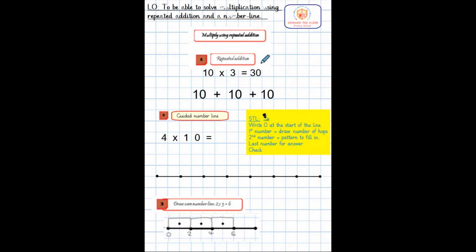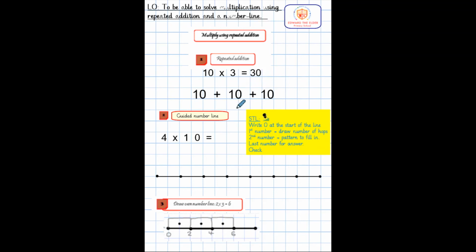Children are given a simple number sentence, for example, 10 multiplied by 3. Our first step is to decide how many multiples or how many groups we need to write. So we need to write 3 groups of 10. So we've got 3 groups of 10, 1, 2 and 3. We then count in the pattern to find our answer. So 10, 20, 30. So 10 multiplied by 3 equals 30.